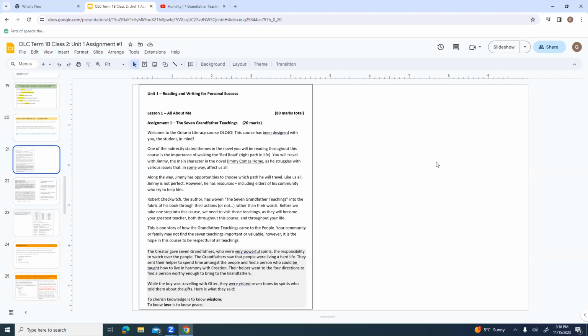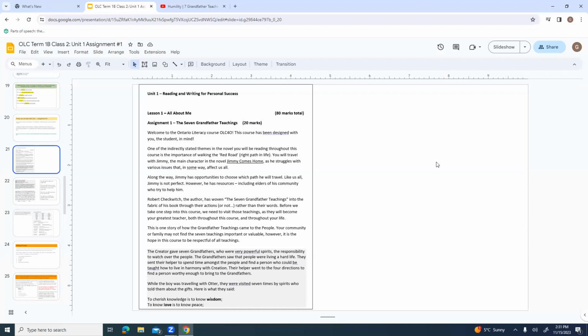So the Creator gave 7 grandfathers who were very powerful spirits the responsibility to watch over the people. The grandfathers saw that people were living a hard life. They sent their helper to spend time amongst the people and find a person who could be taught how to live in harmony with creation. Their helper went to the 4 directions to find a person worthy enough to bring to the grandfathers. While the boy was traveling with Otter, they were visited 7 times by spirits who told them about the gifts. Here is what they said.